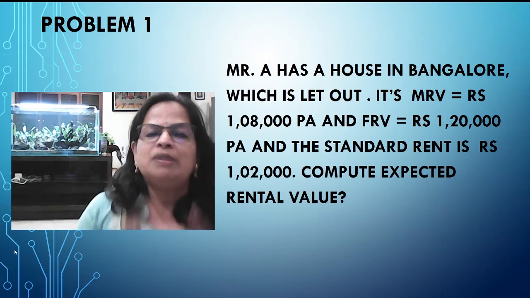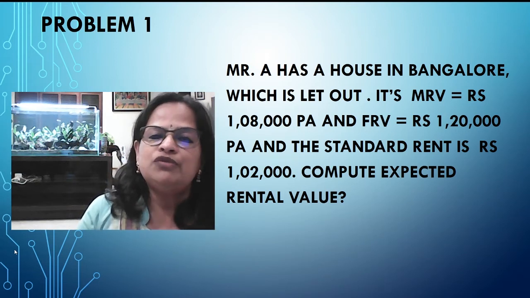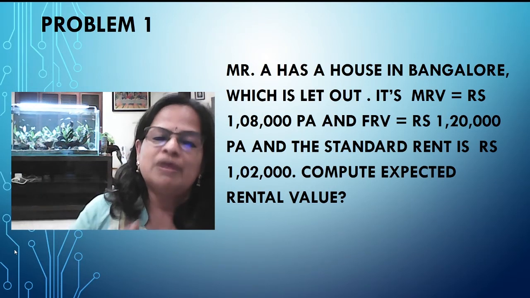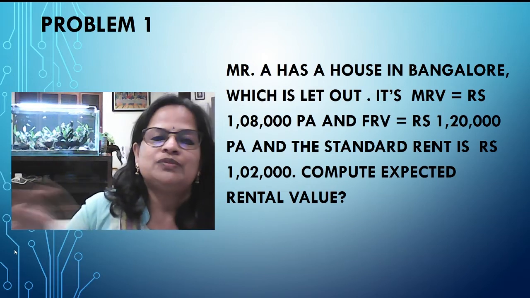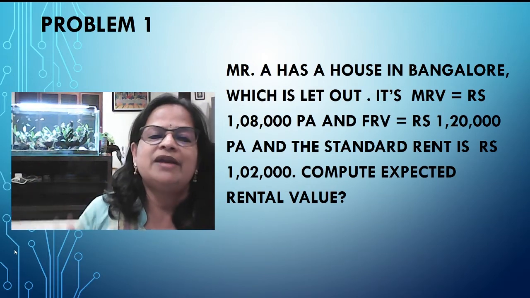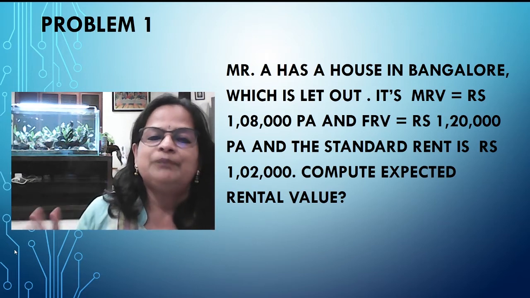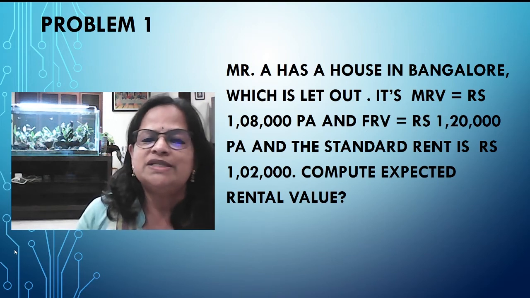So in this problem, 3 values are there. Municipal rental value is there. You know what is municipal rental value? That is the value fixed by the municipal authorities. Fair rental value is the value that a similar accommodation can fetch. You cannot reduce the value compared to other buildings, whatever rent they are getting, or you cannot increase it also. So there will be a standard. That is the fair rental value. What is the rental value that can be fetched in the locality? And the standard rent is also the rent fixed by the authority. So 1,02,000 is the standard rent.